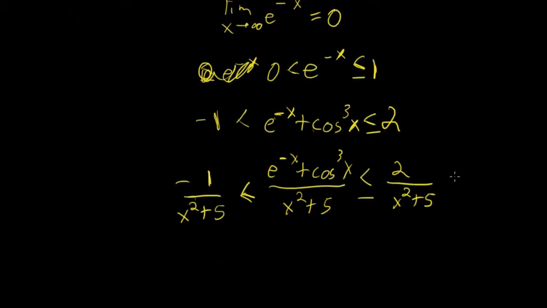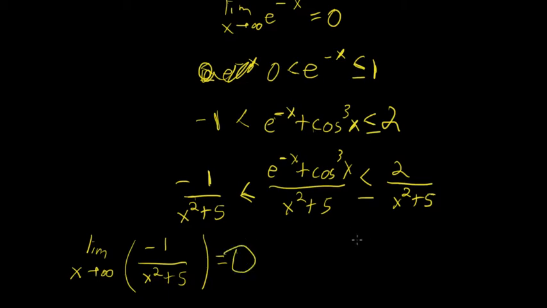And now we'll be looking at the limits as x approaches infinity of these two outside functions. So first, the limit as x approaches infinity of negative 1 over x squared plus 5. Well, as x gets really big, this x squared plus 5 term gets really big. Negative 1 divided by that is going to be a number really close to 0. And in the limit as x approaches infinity, this limit is 0.